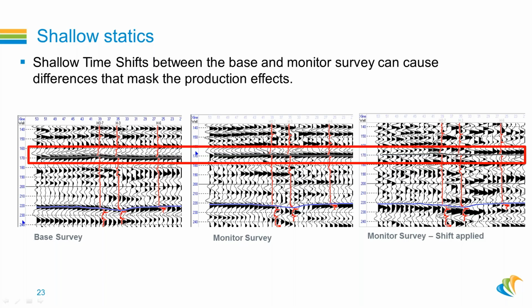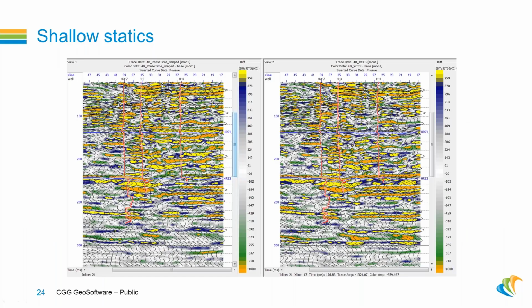Example shown here: the left one is base minus monitor, color coded, and this is my reservoir. You see that I have lots of differences between the amplitudes here. But after applying this statics removal, you see that that part has been removed, and I don't see as many variations because of these shifts above the reservoir.